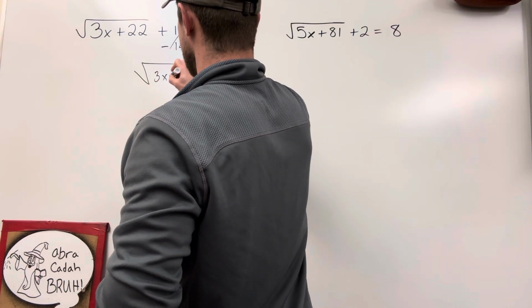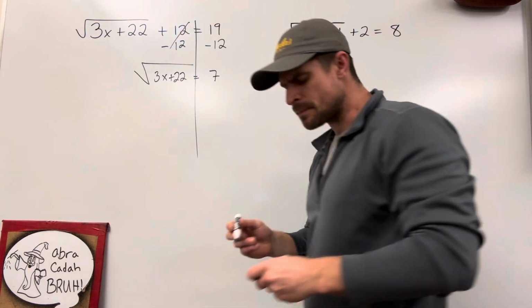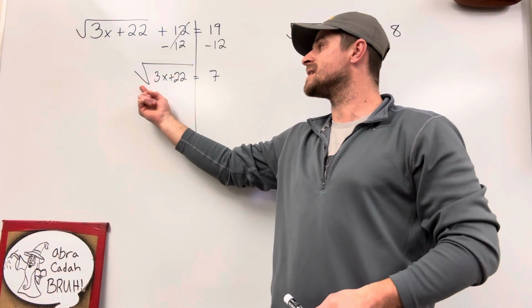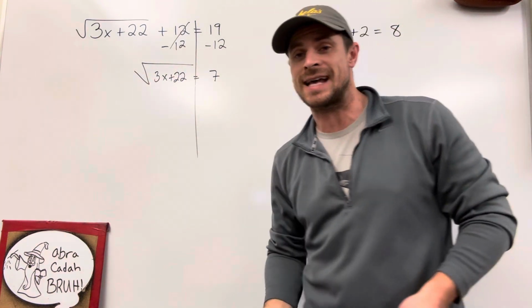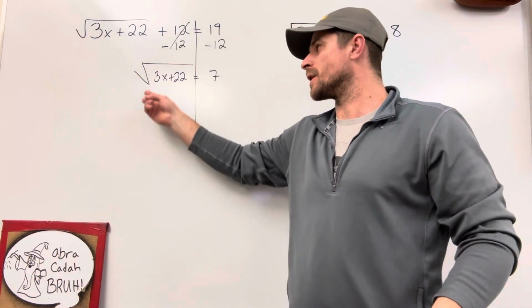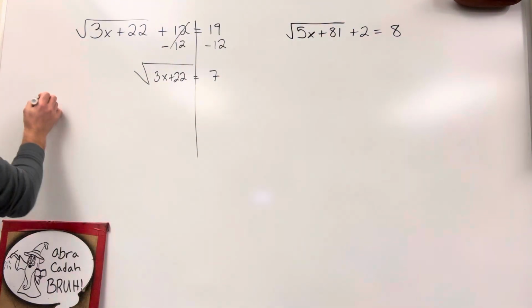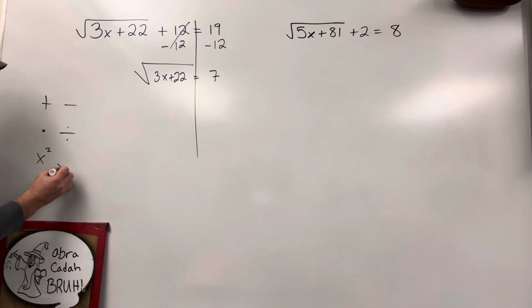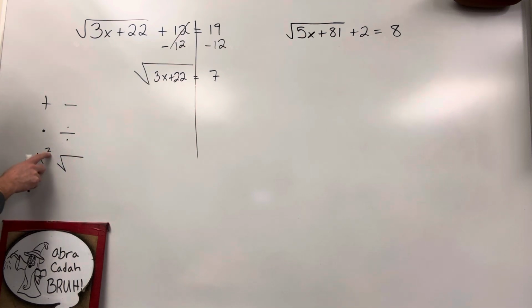3x plus 22. But because we've isolated the radical, that square root symbol is the only information on the left side. We can get rid of it by inverse operating with a square root. So what's the opposite of addition? Subtraction. What's the opposite of multiplication? Division. What's the opposite of taking a number and squaring it? It would be taking the square root of a number. So an exponent of 2, or power of 2, is the inverse to a square root.